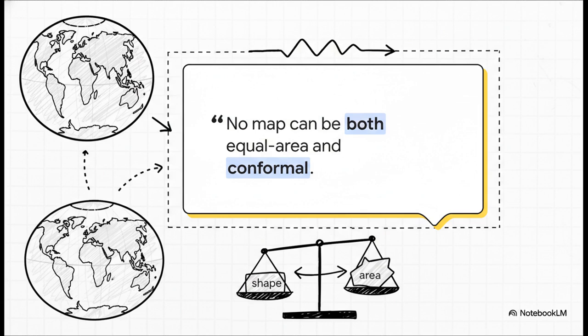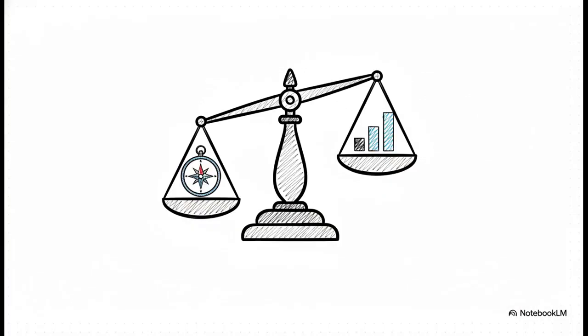Conformal just means it preserves the correct shapes, and equal area means it preserves, you guessed it, the correct area. So you have to pick shape or size. You can't have both. So that's the big trade-off right there. What's more important for what you're doing?